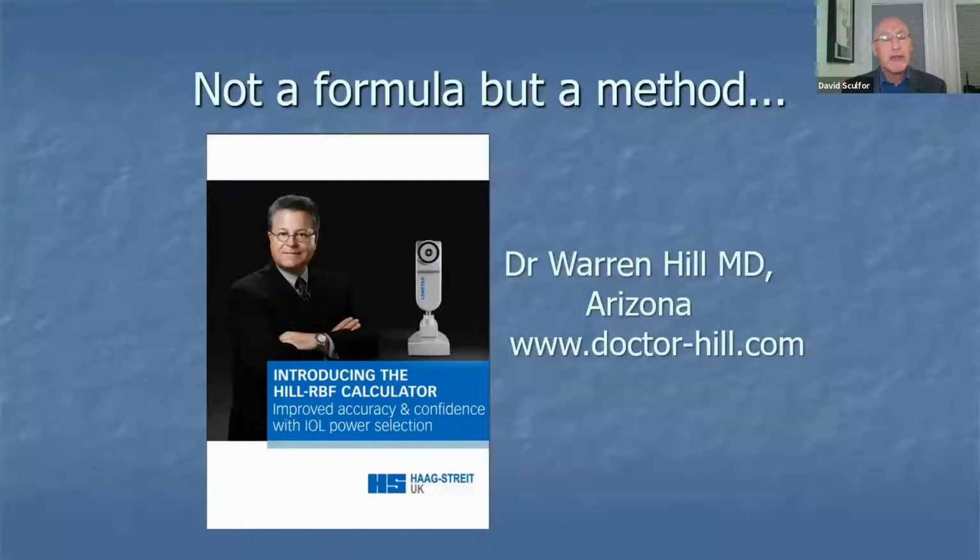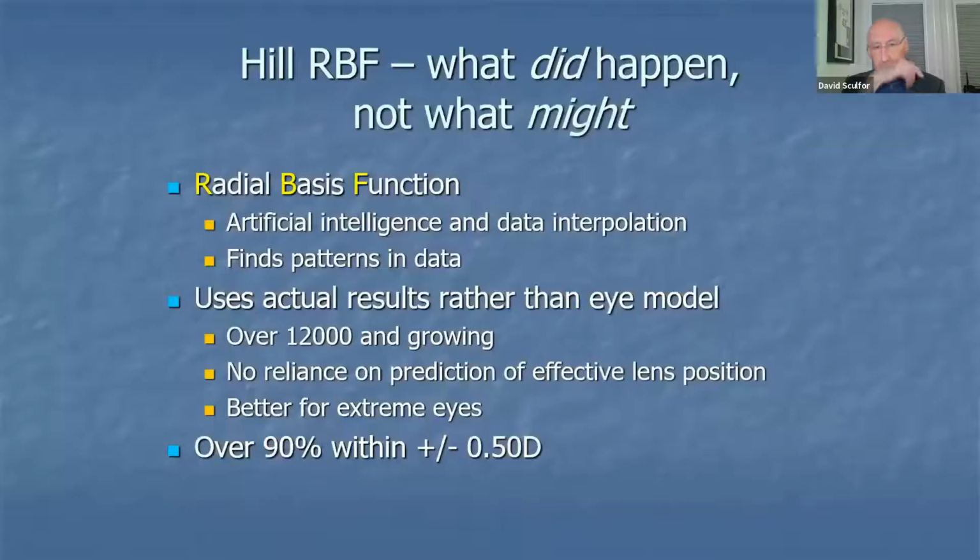So Warren came up with this new method of working out lens power, and it's not a formula, but a method, and in fact it's more or less a statistical method. So how does it work? Well, what he's done is to say what did happen rather than what might happen.